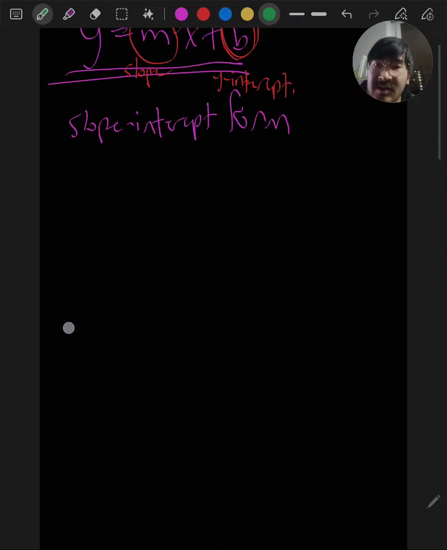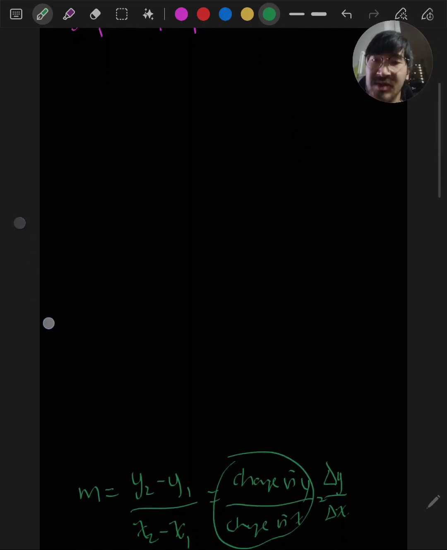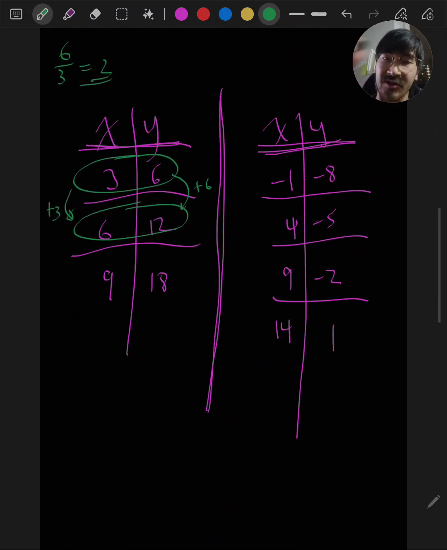Now going back to this equation, I said that this m is a constant. So if it's a constant, that means that for the other choices, it should also be fixed. So that means that from 6 to 9, is it plus 3 and is it plus 6? Yes, it is. So yes, it's linear. It represents a linear function.